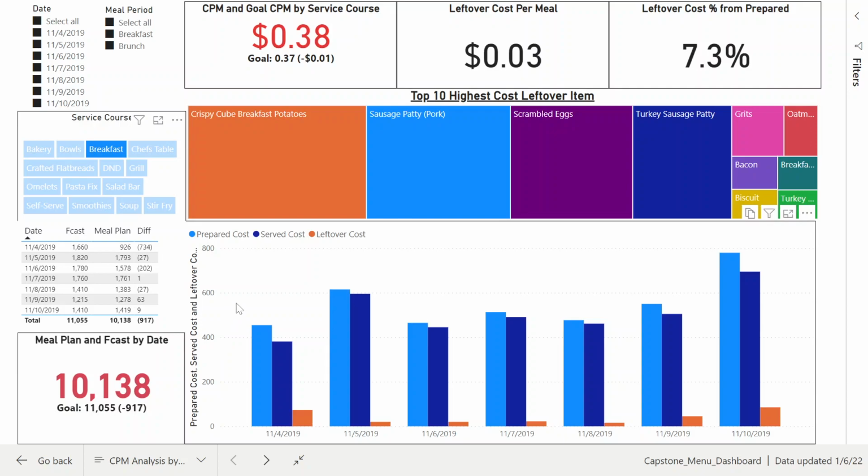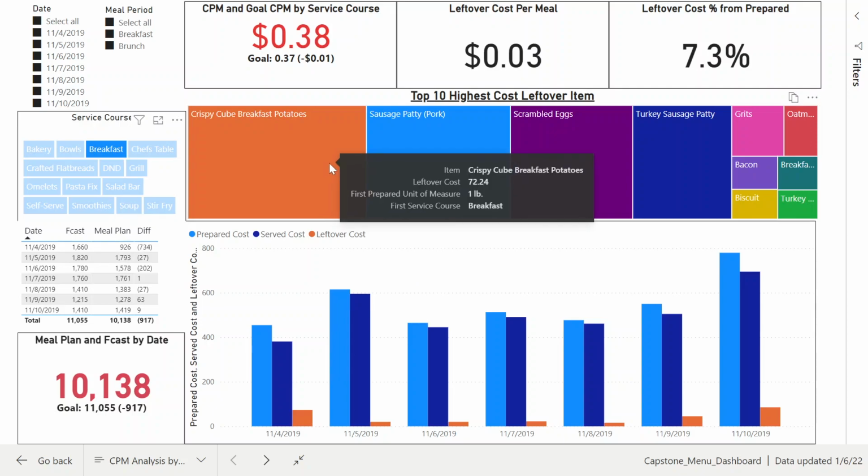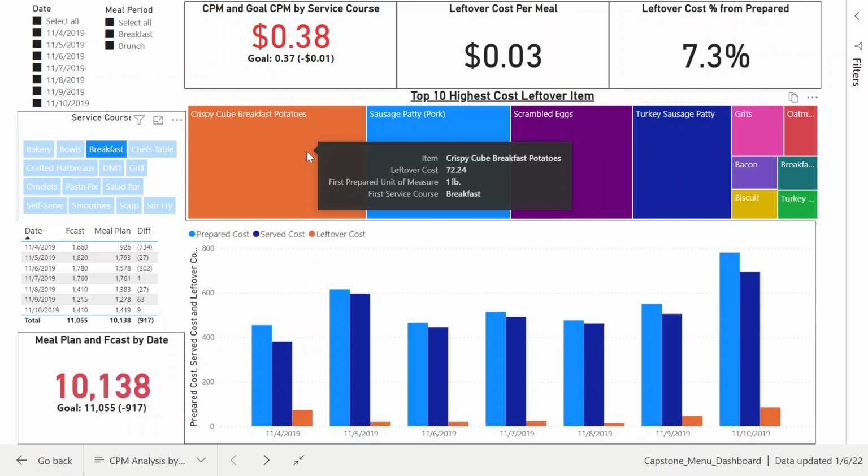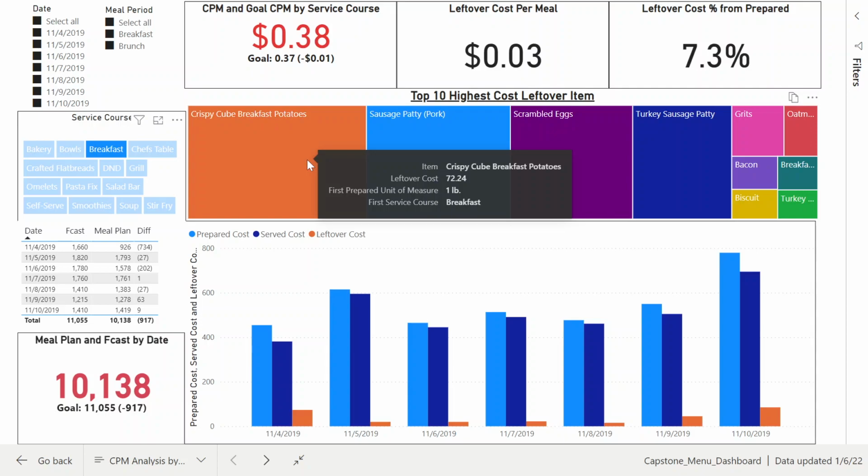Moving from that, we have our clustered column chart: the prepared cost, served cost, and leftover cost. That leftover cost column is simply the difference of the prior two columns, so you can see how much they prepared versus how much they served. This serves as a really good quick gauge to see if their high production days coincide with their high meal plan days. Moving on, we have our top 10 highest cost leftover items. So for this breakfast menu, the item really driving our cost per meal there was our crispy cube breakfast potatoes.